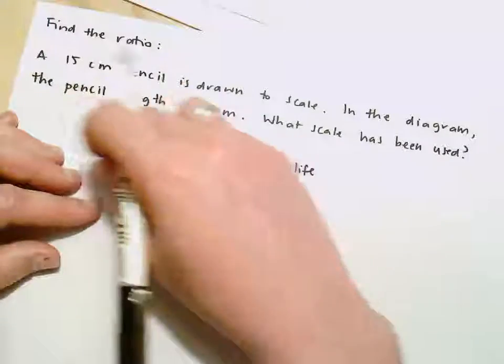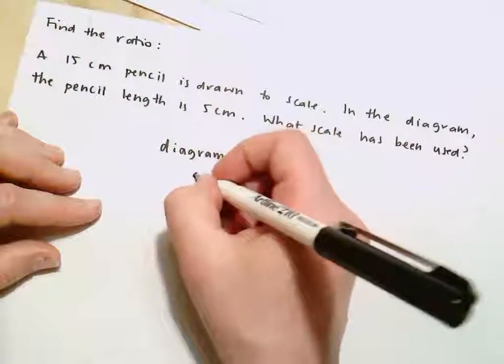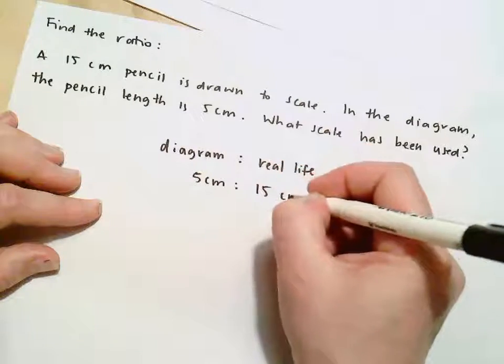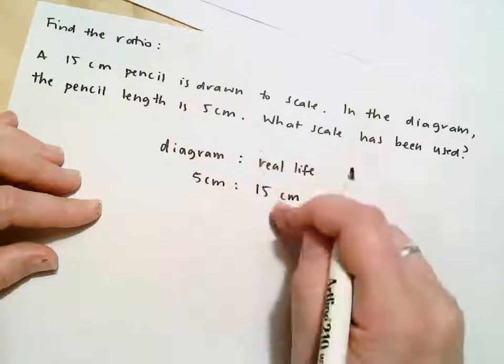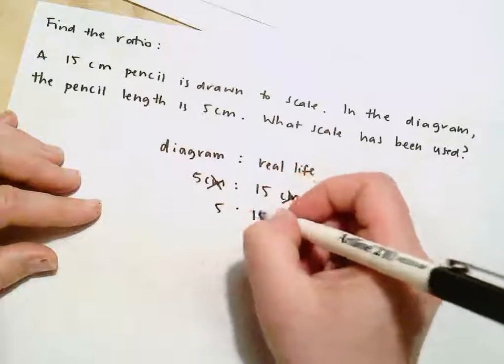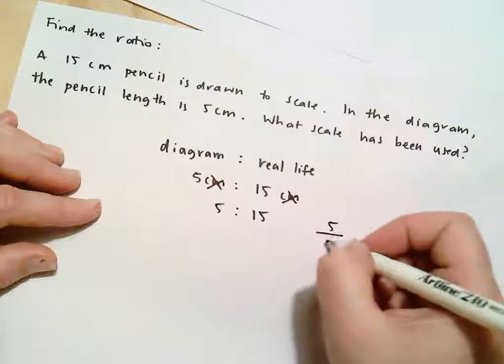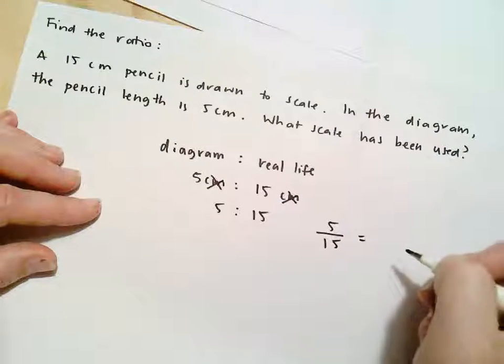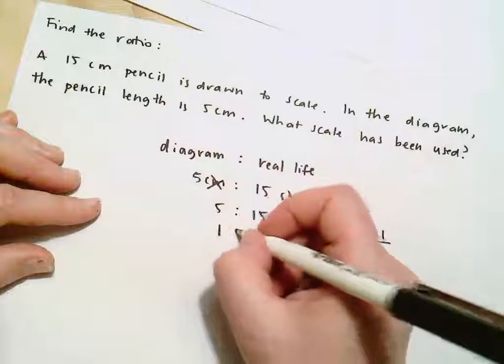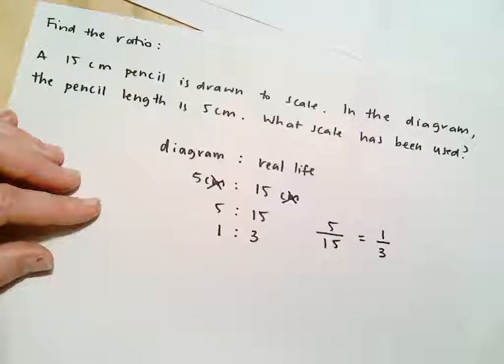So in this case, I'm told that my pencil on the diagram is 5 centimetres, but in real life it's 15 centimetres. These are already the same units, so I can get rid of them. 5 is to 15. Again, entering it on your calculator using the fraction button and pressing equals will simplify this to 1 over 3. That's my ratio, 1 is to 3. So that's the scale that's been used.